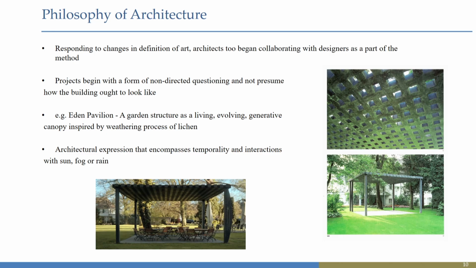In the process, if they are collaborating with others, they will together discuss and arrive at some kind of idea and some kind of form. And this is a good example of that: the Eden pavilion. The expression of the Eden pavilion is one that encompasses temporality and interactions with sun, fog or rain. Because it is a garden kind of structure, it is out in the open, it interacts with sun, fog, rain and so on. And therefore, it is a living, evolving and generative structure.